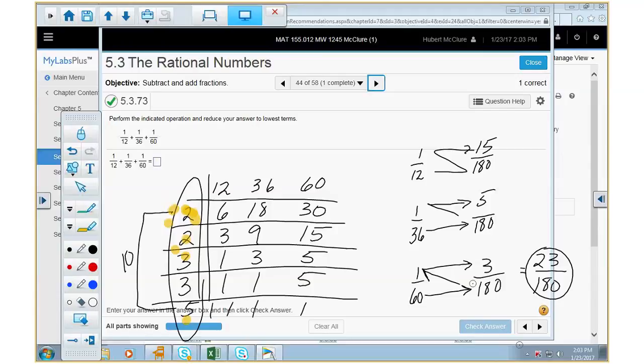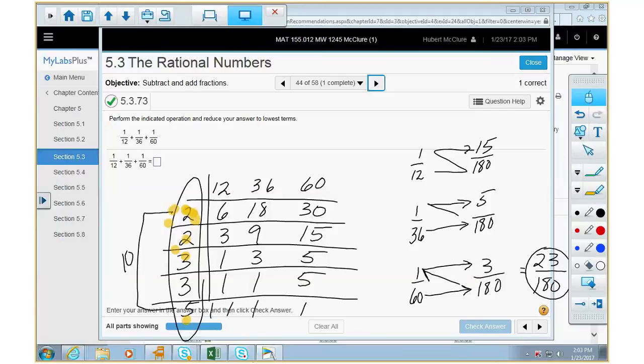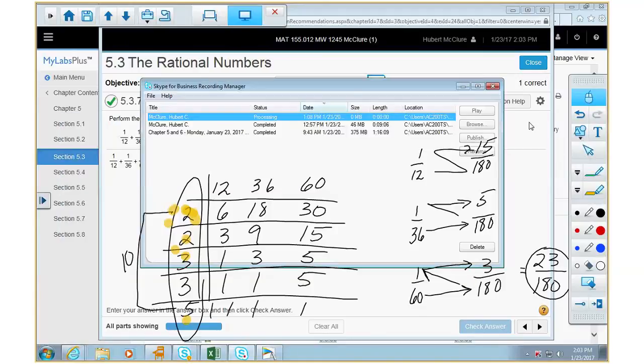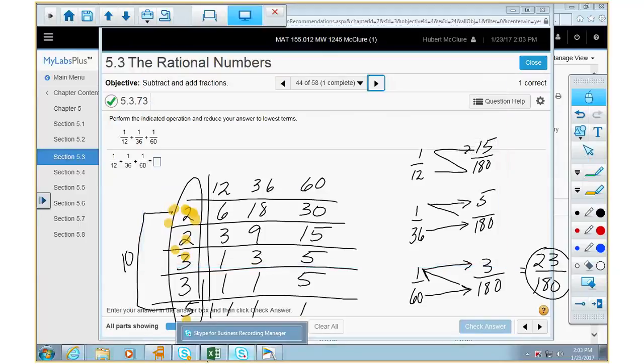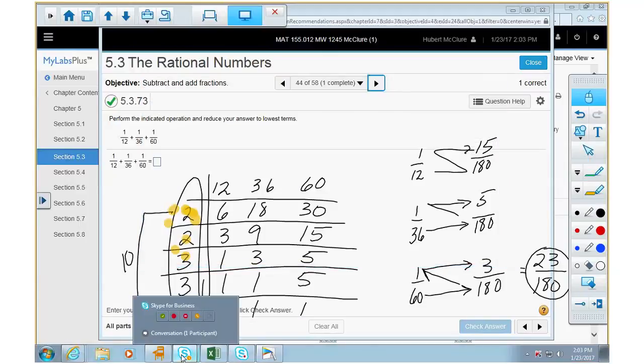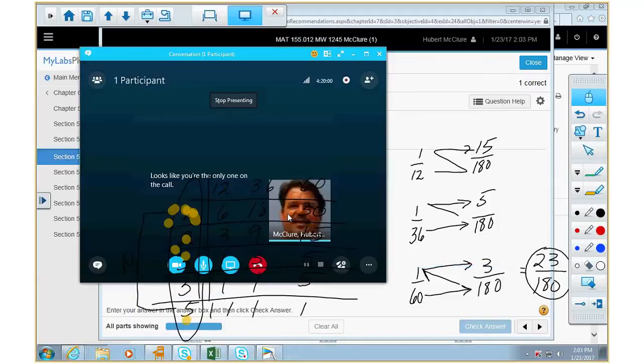Now what I want y'all to do for homework is to work on 5.3. Not necessarily the first part of 5.3. I want you to work the second part, adding and subtracting. Do not do anything in 5.3 except that.